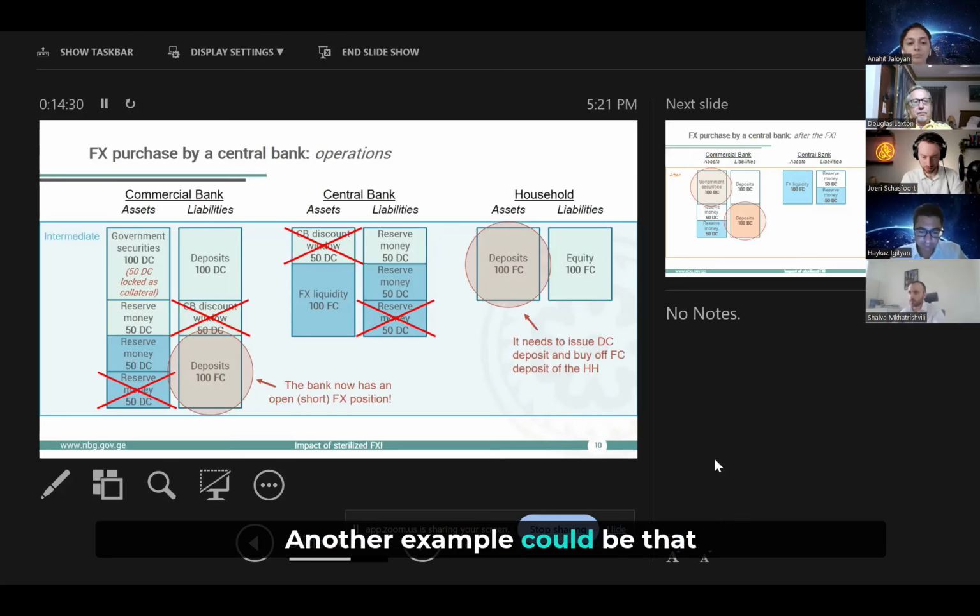Another example could be that these commercial banks simply use this lari reserve money to buy dollars on the interbank market, but for the aggregate financial system, this doesn't change the position. That's why we are using this example when banks buy FX from households. We can have non-financial corporates as well, but the result will be the same.